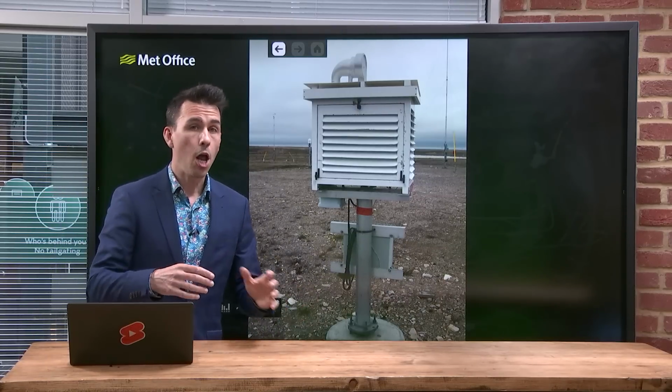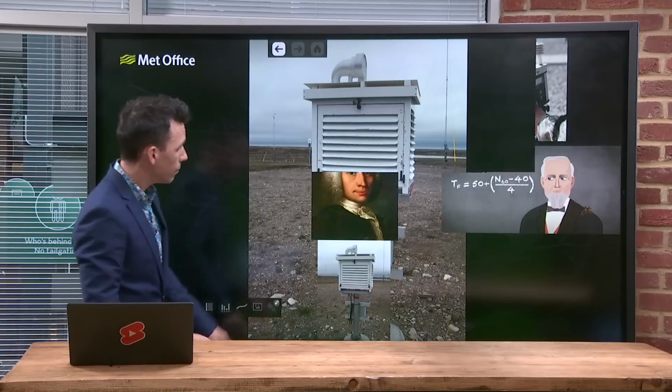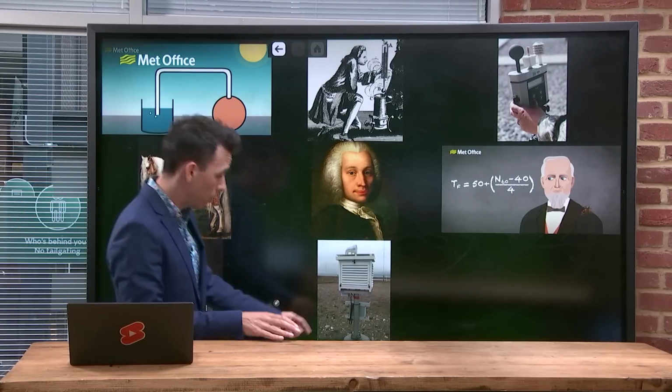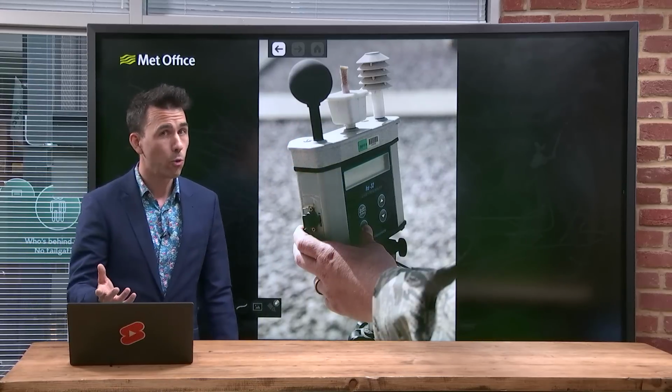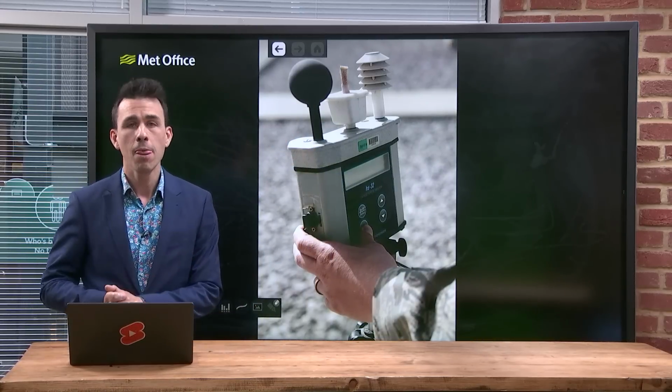It's useful. Another way of thinking about how the temperature feels on human beings is, of course, heat stress, and also you might have heard of the wet bulb globe temperature.